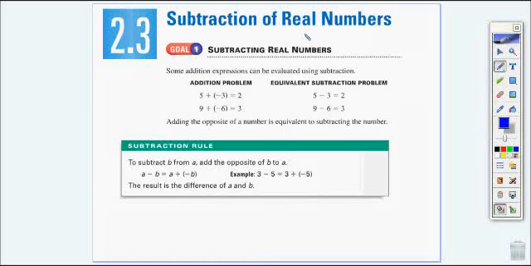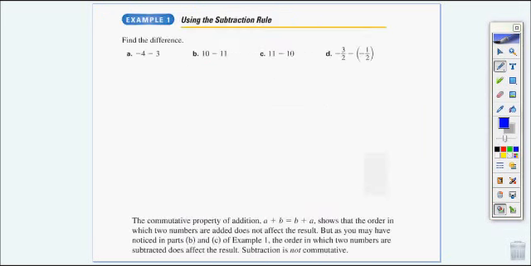3 is on subtraction of real numbers. Most easily put, the rule for subtraction is simply add the opposite. You have rules for addition already, and so just change it to adding the opposite. So we have it right here, add the opposite. So let's go ahead and put it into action.